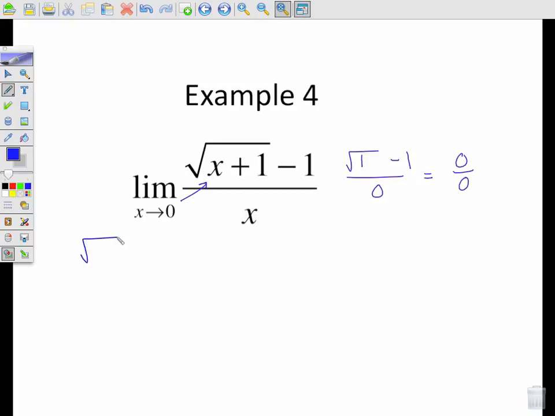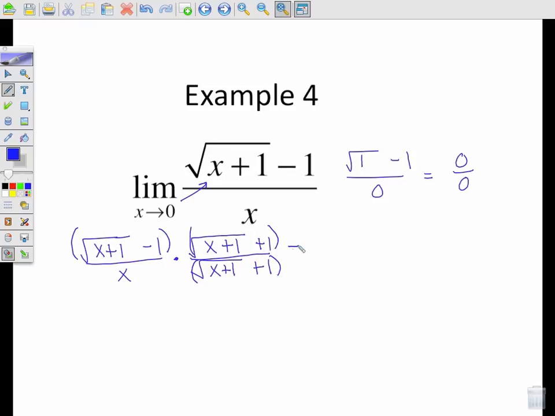So I'm going to take my expression, the square root of x plus 1 minus 1 over x, and I'm going to multiply it by the conjugate. Well, the conjugate comes from what the expression is from the top. Most of the time it's always from the bottom. So my conjugate would be multiplying by the square root of x plus 1 over the square root of x plus 1 plus 1. And so what we need to do here is multiply all of this out.